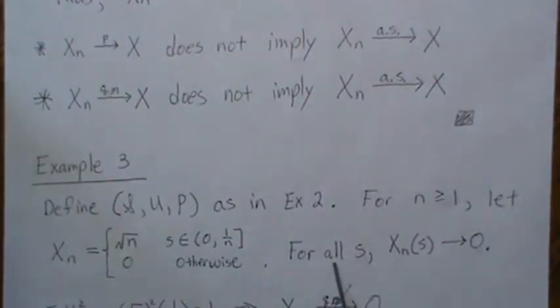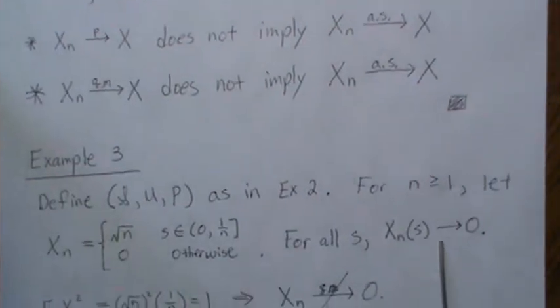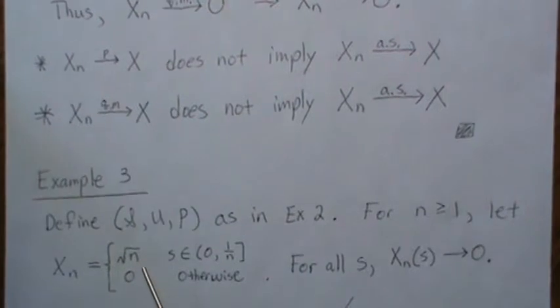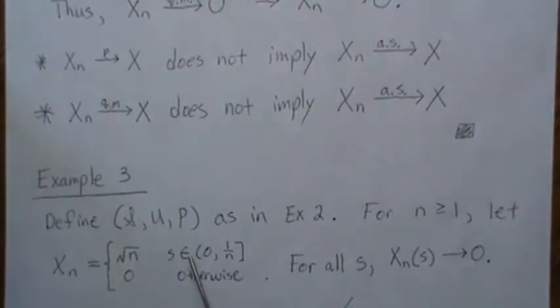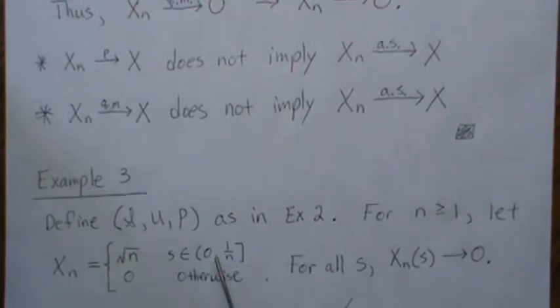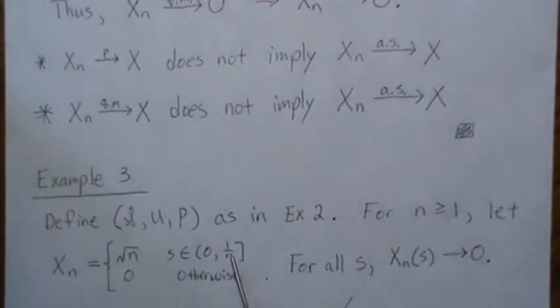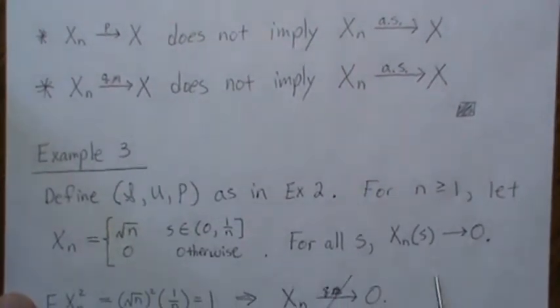So note that for all s it converges to 0, and it converges almost surely. What that means is you pick any s in the interval 0 to 1, no matter how small or how big, if you let n get big enough, this interval is actually going to go below it. So at some point, X_n is going to go to 0 for any s that we pick in our sample space. And that's convergence almost surely. That's the definition of it.